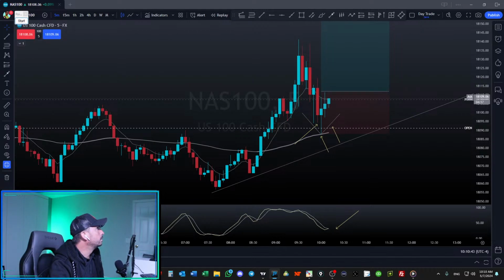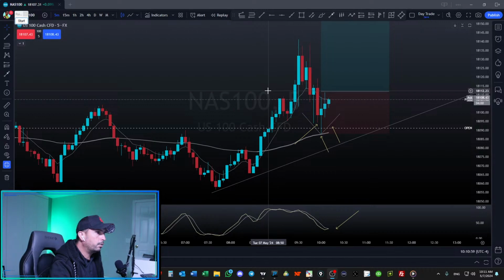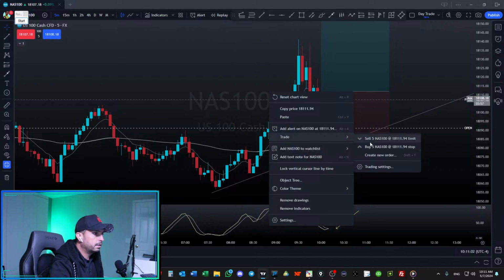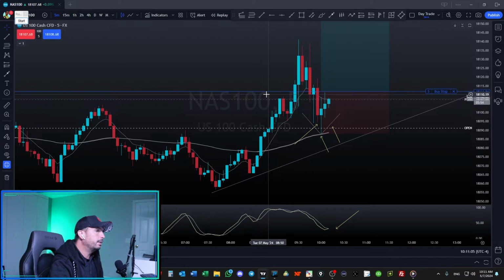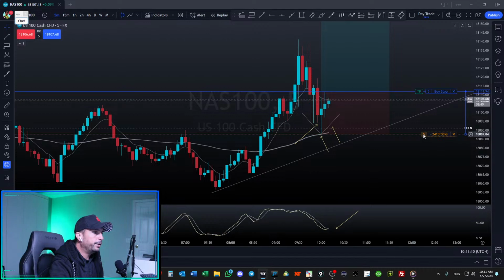Waiting to see. Stochastic, it's kind of churning. It's about to cross. I'm going to add a limit order right there. Stop loss is going to go below here. And then we're going to split the targets. If price works below, then we're going to cancel that.